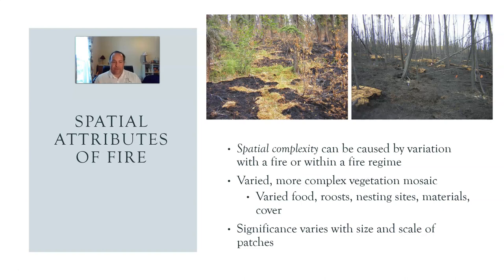That complexity and variation within the fires and the fire regime leads to a complex and varied vegetation mosaic, which means there's going to be varied food, roosts, nesting sites, materials, and areas available for cover. So it's going to change the way that the animals live, and they're going to have to adapt, and it might lead to competition, because some niches might be tested. For instance, say you're a small rodent and you hunt for your food during the day because there's a lot of cover, and the owls, eagles, hawks and so on can't see you.